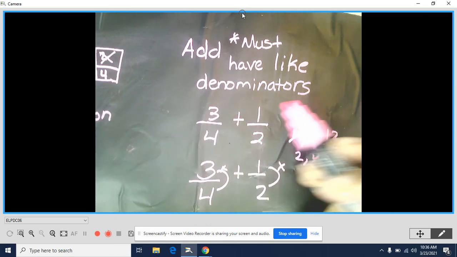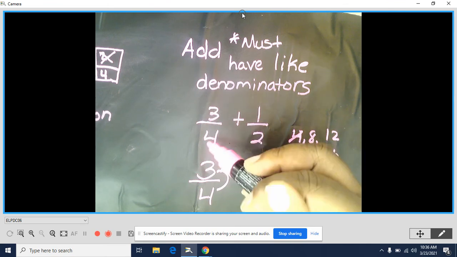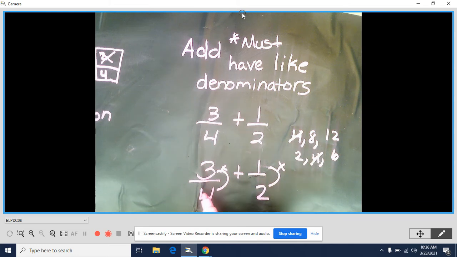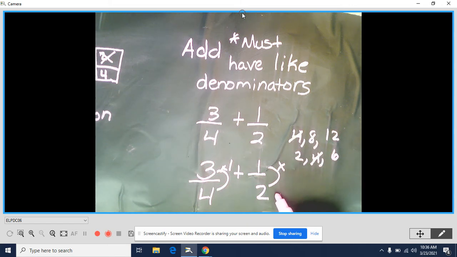So I'm just going to do this on both of them so that we can see what times 4 will give me 4. What times 4 will give me 4? Well, I can put 1. And since I multiplied the bottom one by 1, I also have to multiply my top by 1. Then I can look over here and say, what times 2 is going to give me 4 so that I can have that like denominator? Well, I know that 2 times 2 will give me 4, but if I multiply my denominator by 2, I have to multiply my numerator by 2.